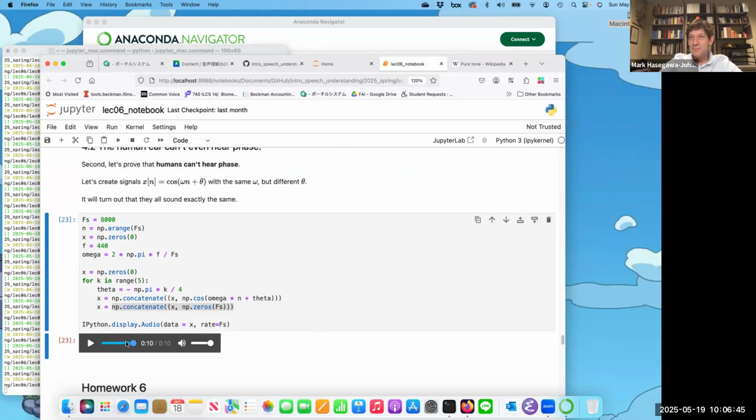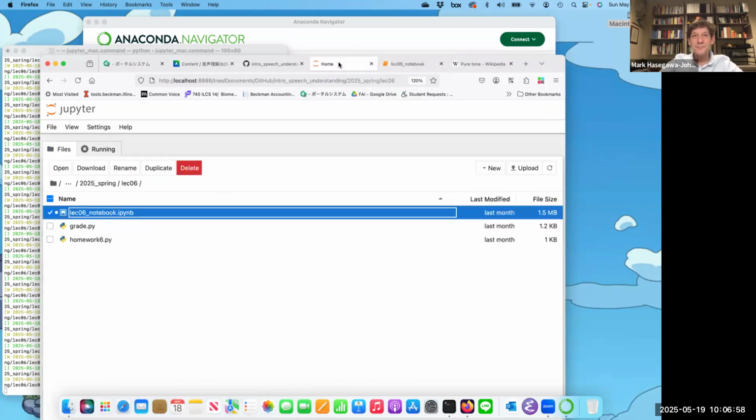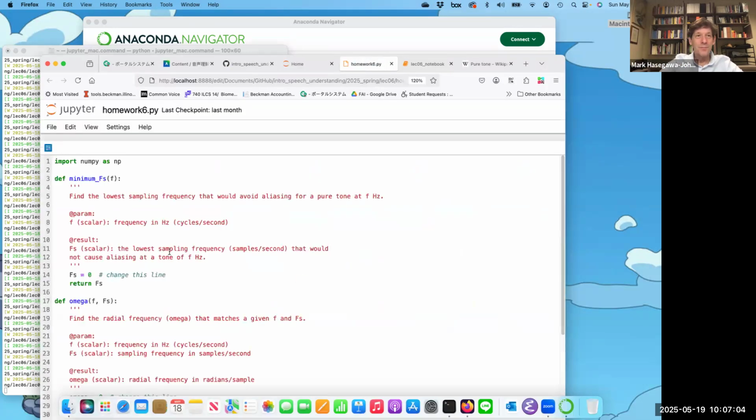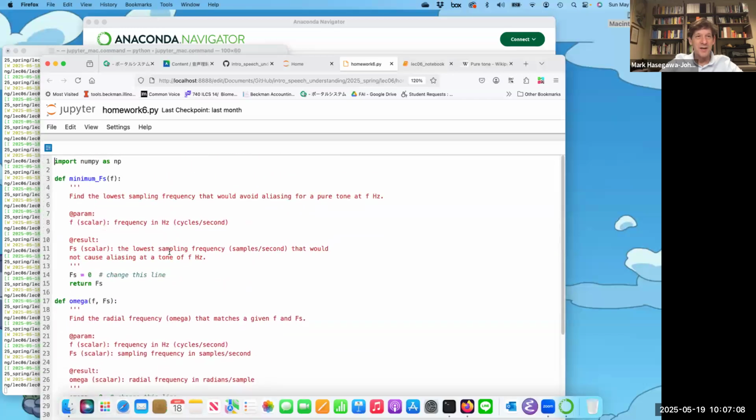All right, that's enough math for one day. Now you've learned what frequency is, you've learned what sampling rate is, you've learned what aliasing is, and you've learned what phase is, what the phase of the cosine is. And so let's try homework 6. Let me just open up homework6.py. You can see that it has three functions that I'm asking you to write this week. And these 3 functions are just math.